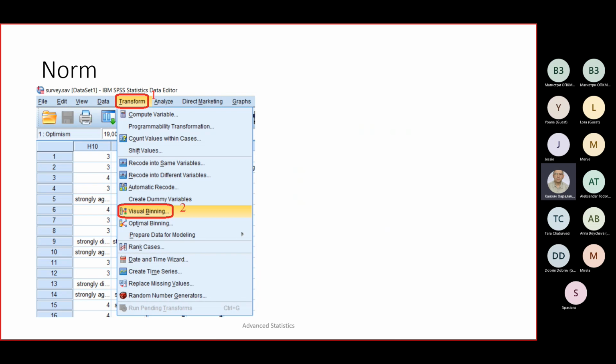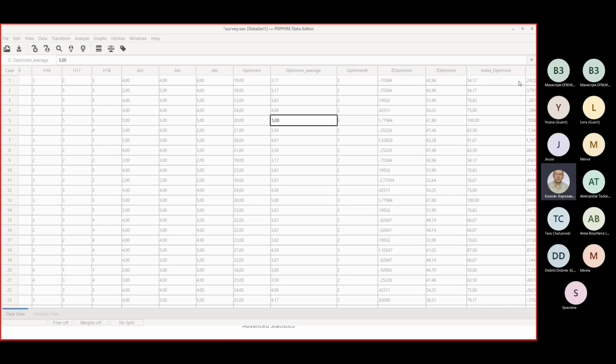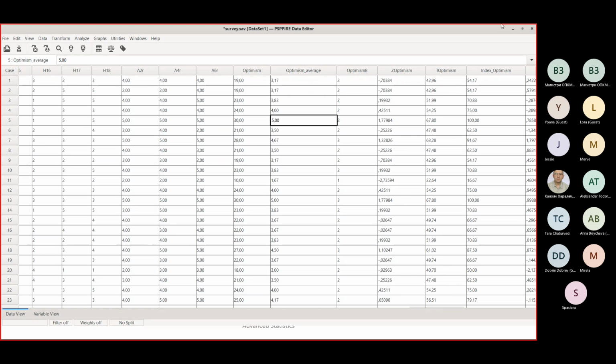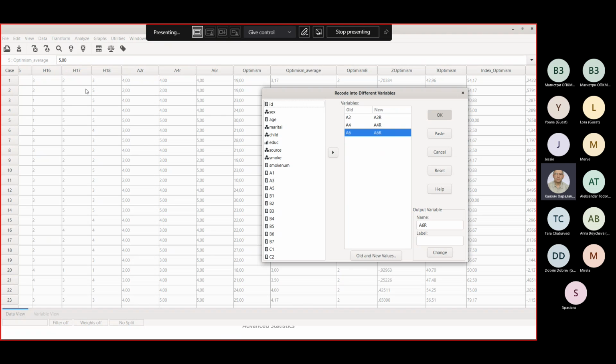One of them is easier, and the second is more difficult. Unfortunately, in PSPP, there is only one way, and this is the difficult way. So I will create this new variable in the PSPP. I will choose Recode into Different Variables. Again, I will press reset to start from the beginning.